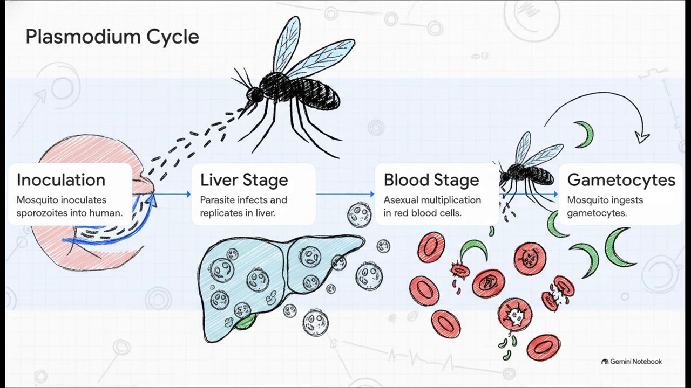Step 3. The parasites literally burst out of the liver and invade the red blood cells, multiplying asexually over and over again. They actually rupture the red blood cells as they multiply, which is wild. Finally, step 4. Some of those parasites develop into special forms called gametocytes. When another, totally uninfected mosquito comes along and bites the human, it slurps up those gametocytes and the whole cycle starts completely over again inside the new mosquito.